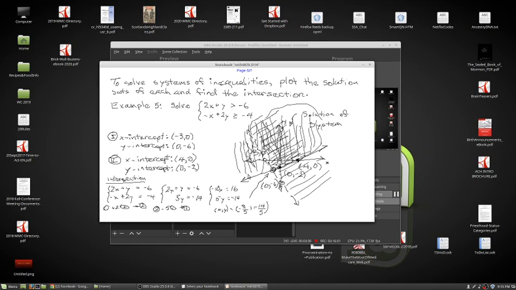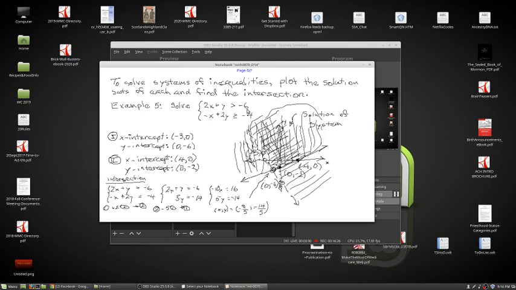So our only example of this from just strictly solving a system of inequalities is this one. We want to solve the system 2x plus y is greater than negative 6, and minus x plus 2y is greater than or equal to negative 4.